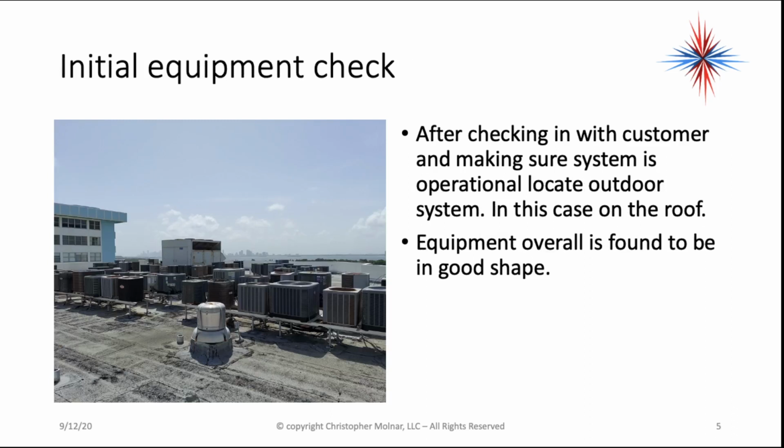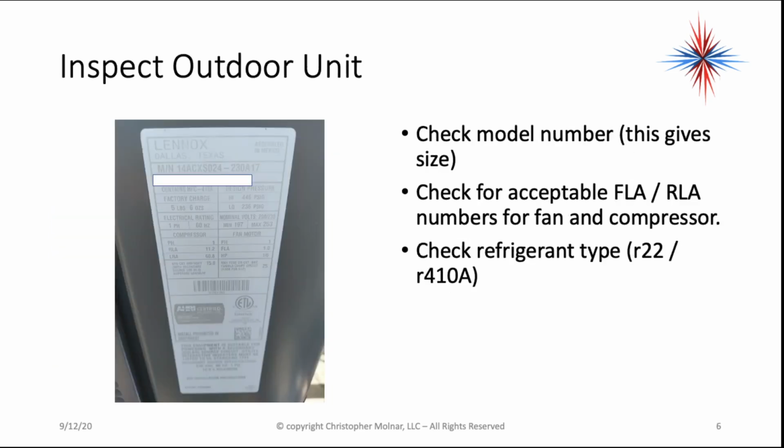Do an initial equipment check. So after checking in with the customer and making sure the system is operational, find the outdoor system. In this case, it's on a roof, a little over 8 stories above where the air handler is. Okay, equipment overall is in good shape. Quick walkthrough shows things have been maintained. Locate the actual condenser and take a look at the outdoor unit.